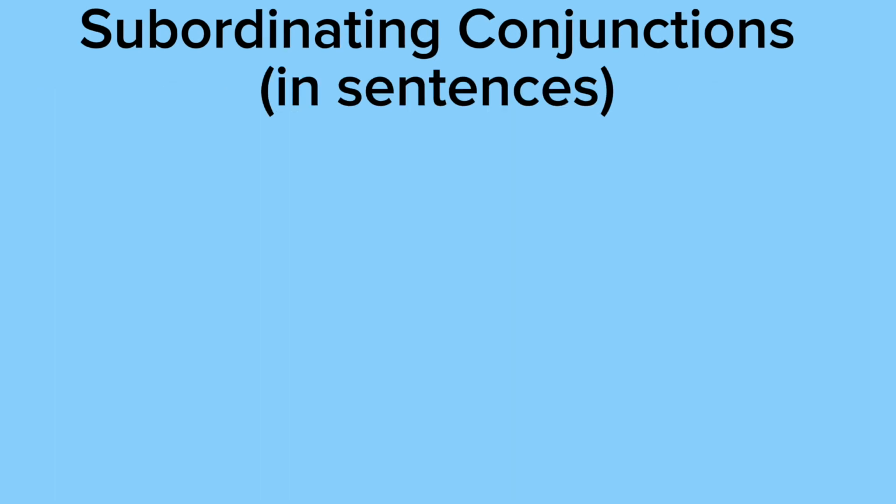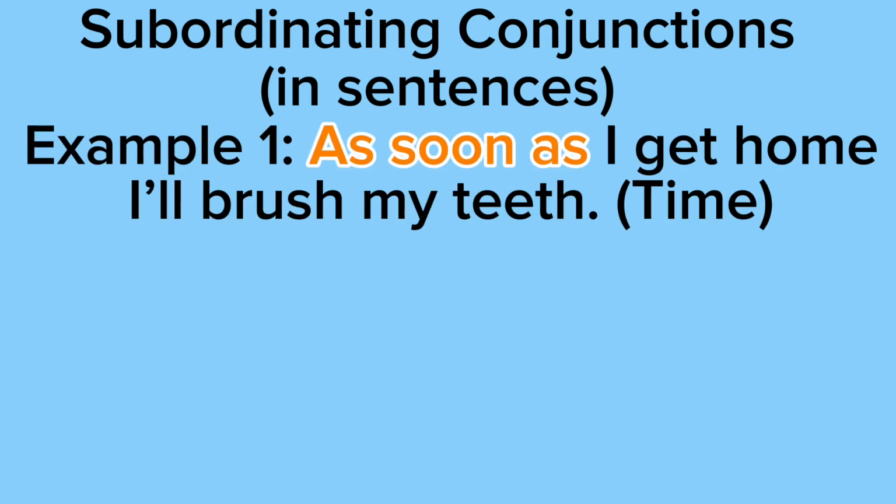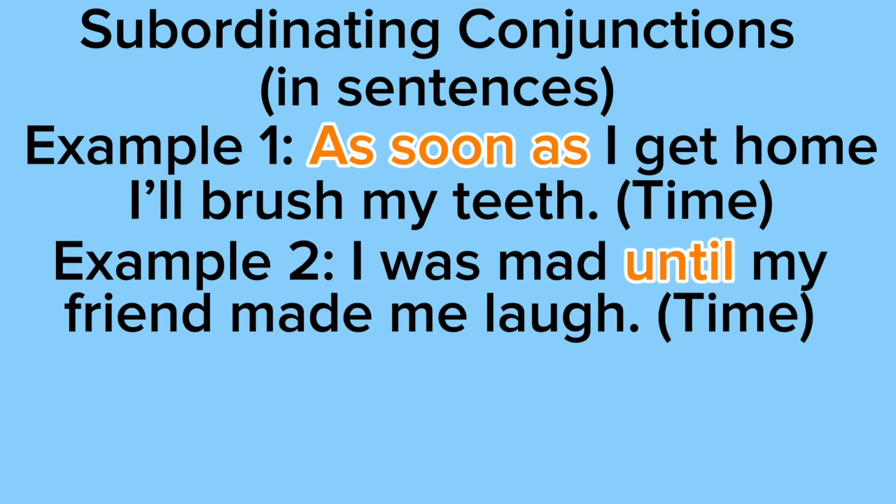Now let's use some subordinating conjunctions in sentences. So example 1 says, as soon as I get home, I'll brush my teeth. And as soon as is a subordinating conjunction of time. Example 2 says, I was mad until my friend made me laugh. Until is a subordinating conjunction of time. So this sentence is saying I was mad at first, but then when my friend made me laugh, I was no longer mad.